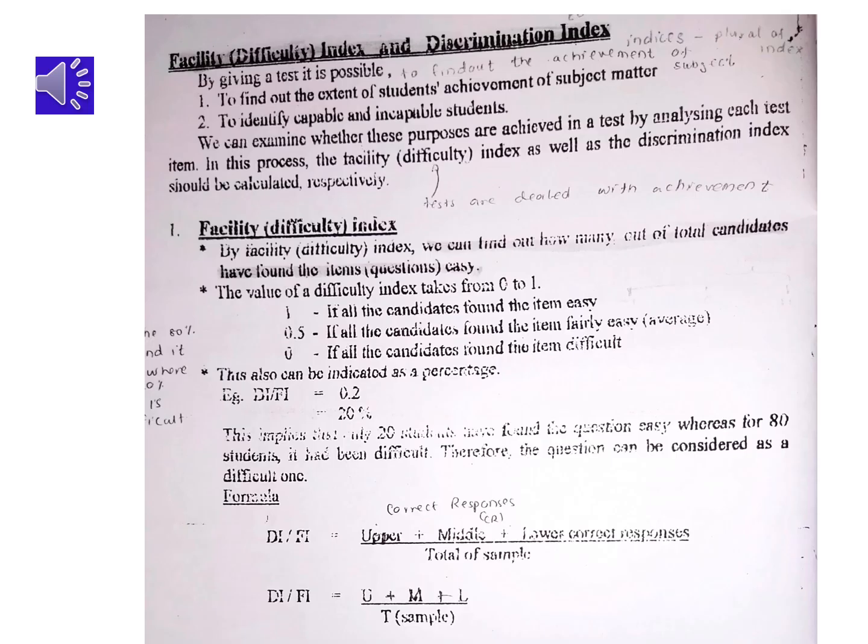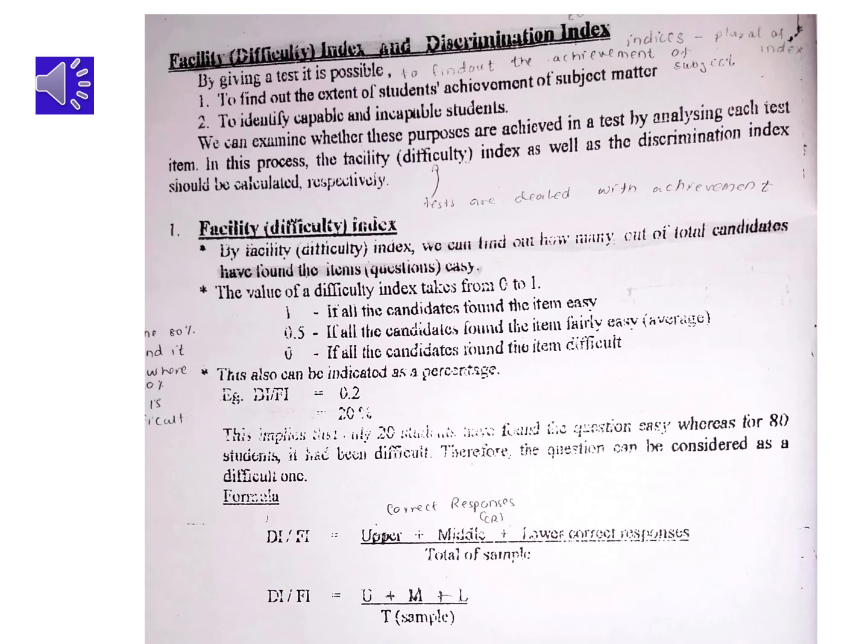One is we can know how much the students have understood the lesson. For this we are using the facility index. How much the students have found the lesson easy or difficult. Then how can we identify this? By giving them a test. Then we have to analyze the items, that means analyze the questions, how the students have answered. Then we can find this. The second one is to identify capable students and we can separate them. These are the clever students, these are the average ones, these are the weaker students.